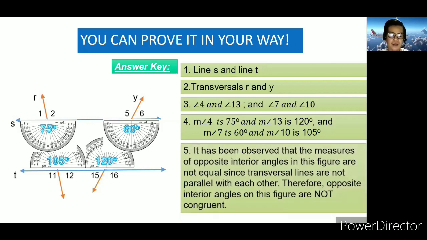And finally, it has been observed that the measures of opposite interior angles in this figure are not equal, since transversal lines are not parallel with each other. Therefore, opposite interior angles on this figure are not congruent. Wow, congratulations! You got it right! Come on, let us do one more activity.